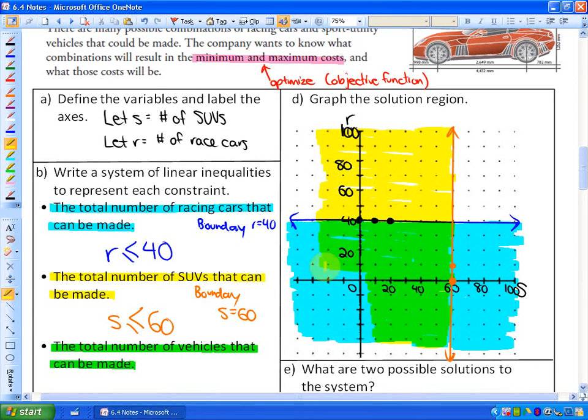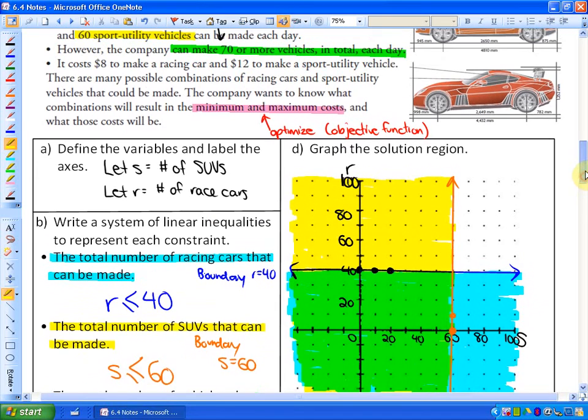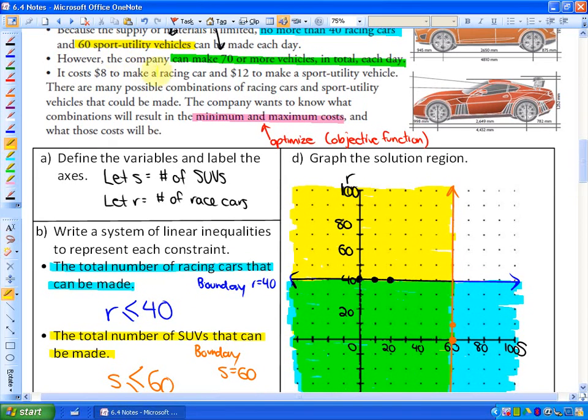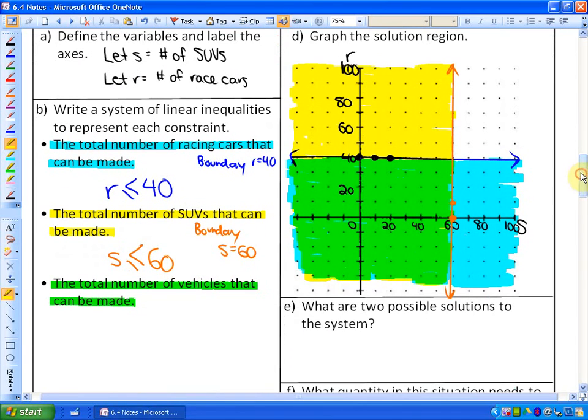We have one more constraint, and you might want to start trying it on your own if you'd like to. And what it says is that they can make 70 or more vehicles in total each day. So what did that look like as an inequality, and what will that look like as a graph? So let's go ahead and look at that right now. So the last constraint that I see is the one here in green, which says the company can make 70 or more vehicles in total each day. So it means that when I add the two, so when I take racing cars plus SUVs, I'll do this in green, racing cars plus SUVs, that's greater than or equal to 70.